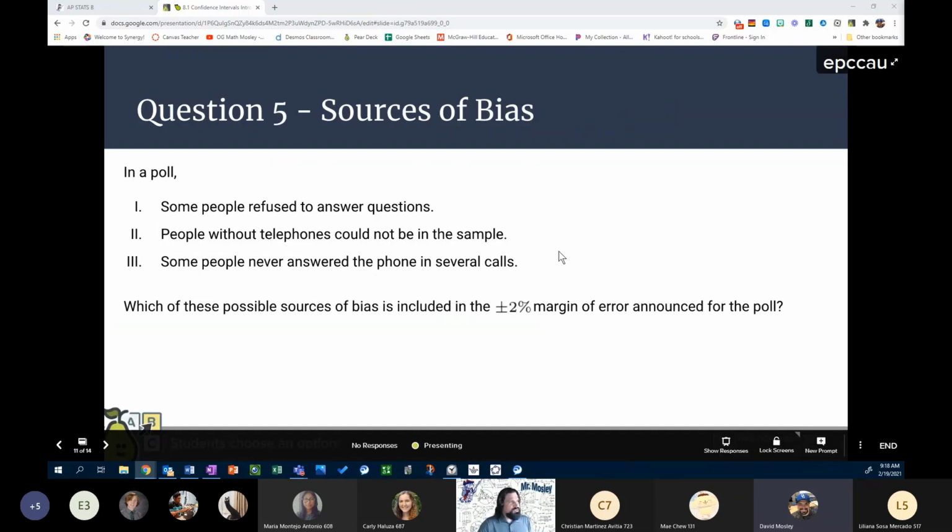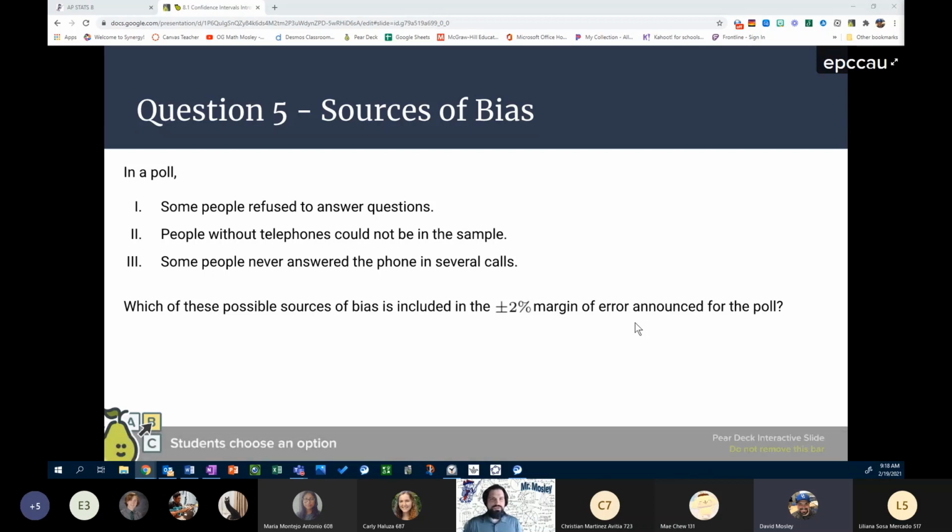Okay, this is a multiple choice question in a poll. 1, some people refused to answer questions. 2, people without telephones could not be in the sample. Or 3, some people never answered the phone in several calls. Which of these possible sources of bias is included in the plus or minus 2% margin of error announced for the poll? You can choose from 1 only, 2 only, 3 only, 1, 2, and 3, or none of the above.